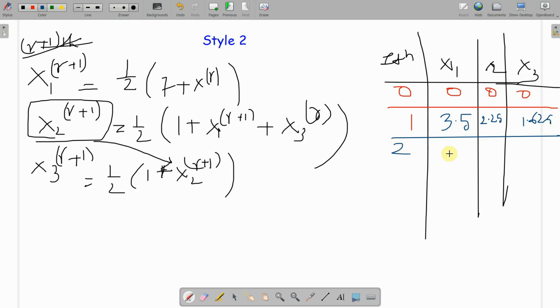Now at the second iteration we'll have 4.625, 3.625 and 2.3125.